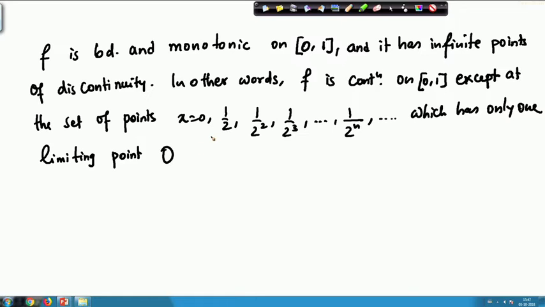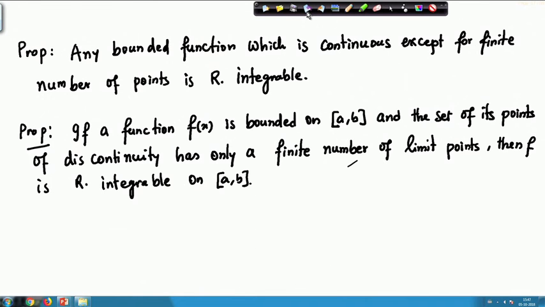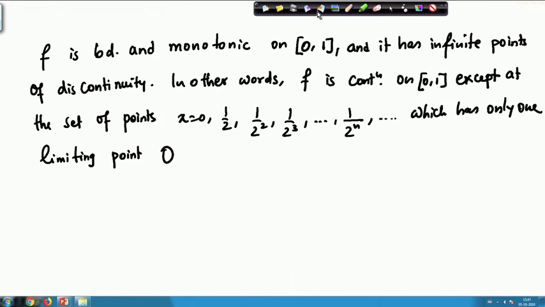And in the previous theorem it says that if for the function f the set of points of its discontinuity has only a finite number of limit points, then in that case the function is Riemann integrable. So here in our case the function f has only one limit point which is 0, and this is obviously a finite number of points.